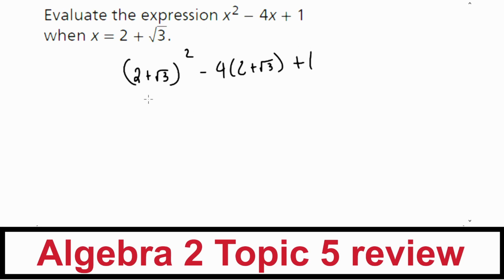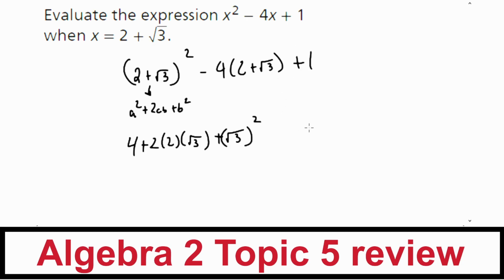The expansion on this is just a squared plus 2ab plus b squared. This is not 4 plus 3. You have to have this middle term. This is what comes out of FOILing. So a is 2, so that's 4, plus 2 times a times b plus b squared. And that will be our first part.